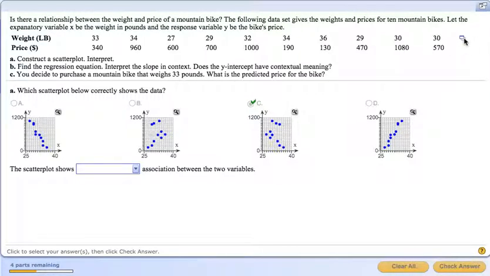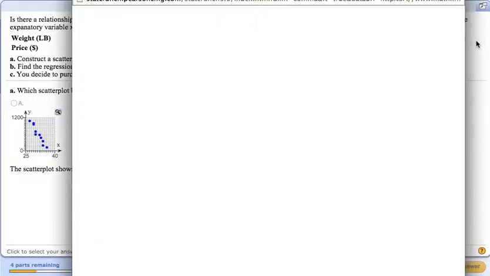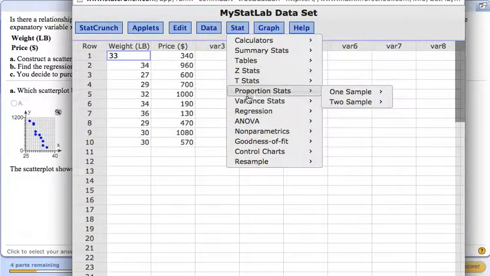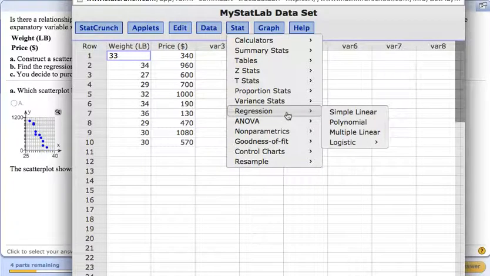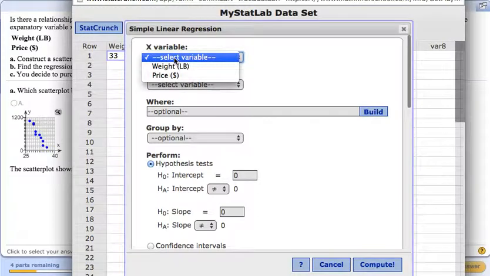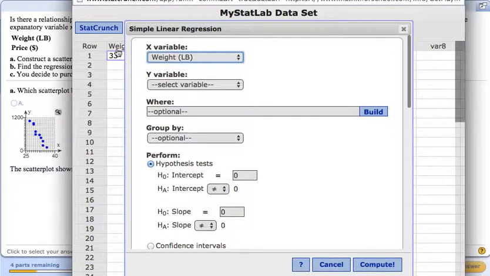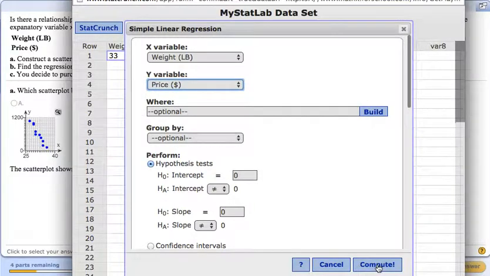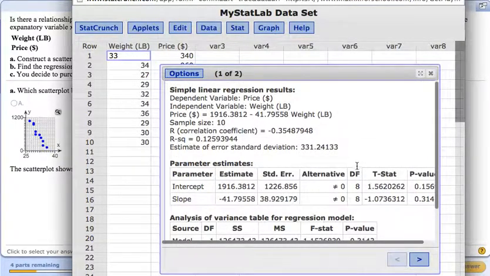Again, get to StatCrunch. We're going to click these little boxes right here, and then it'll pop up some options. You can open in StatCrunch or you can copy to a table, but I'm going right to StatCrunch. Again, I'm trying to set up a linear regression. So Stats down to Regression, and this is just a simple linear regression that we're looking at. My x variable is weight. My y variable is price. I just go on to Compute.